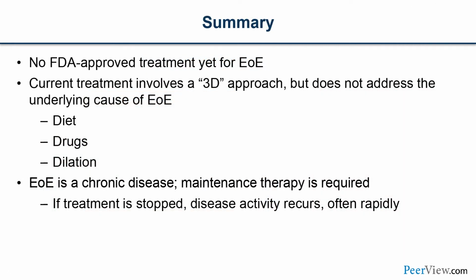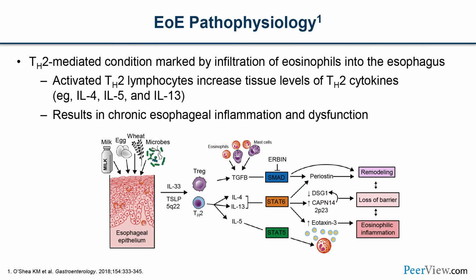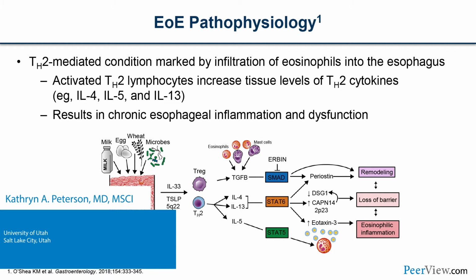So in summary, and we've said this many times, there is no FDA-approved treatment yet for EoE, but the current treatment includes these 3 Ds: the diet, the drugs, and dilation. Obviously, EoE likes a lot of mnemonics here. So it's a chronic disease. Maintenance therapy is required, and if treatment is stopped, the disease recurs, and sometimes quite rapidly. And I think I'm done, and I'll pass it on to Dr. Catherine Peterson.